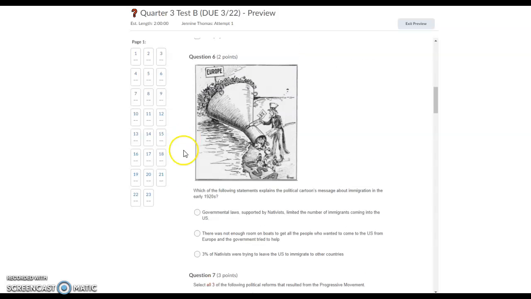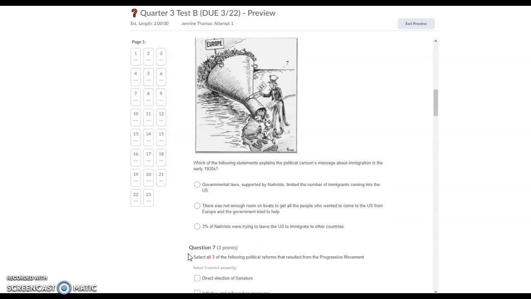Question number 6. Which of the following statements explains the political cartoon message about immigration in the 1920s? Governmental laws supported by nativists limited the number of immigrants coming into the U.S. There was not enough room on boats to get all the people who wanted to come to the U.S. from Europe, and the government tried to help. 3% of nativists were trying to leave the U.S. to immigrate to other countries.